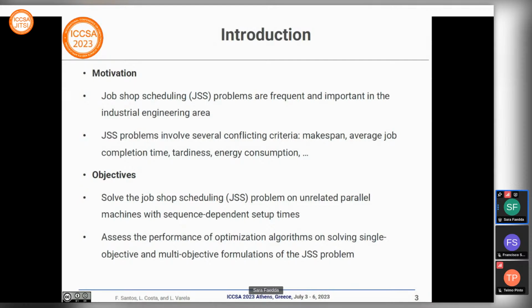This is a preliminary work. We have solved some instances of the job shop scheduling problem. The objective is to assess the performance of the algorithms in these problems, in particular when we consider multi-objective formulations. We consider several objectives.